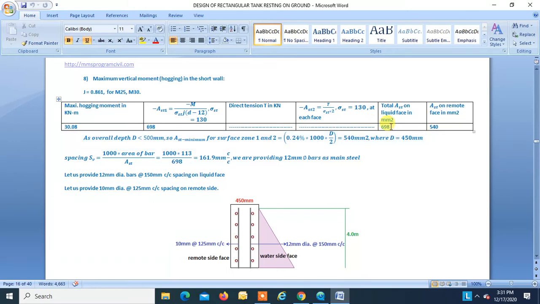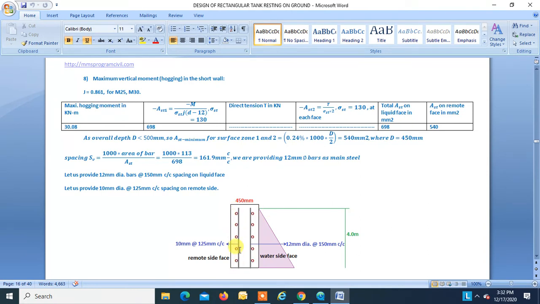So when 698 is the steel area, we get spacing equal to 1000 into area of bar divided by Ast, that is equal to 161.9. So we will provide 12 bar at 150, and for the minimum steel we will provide 10 at 125.